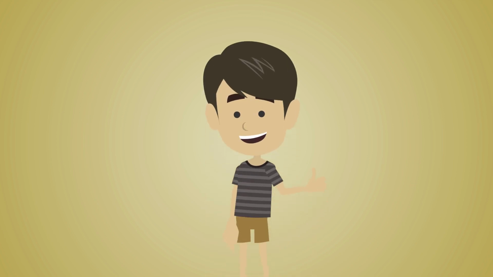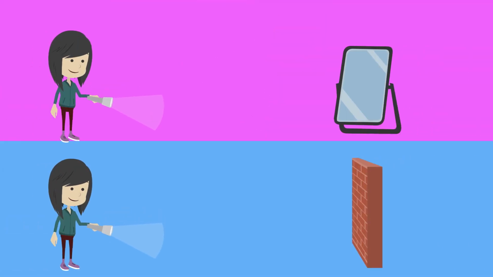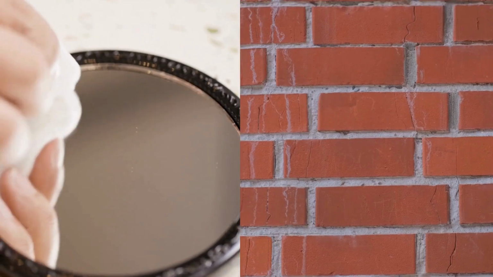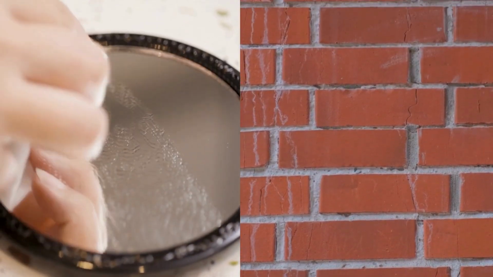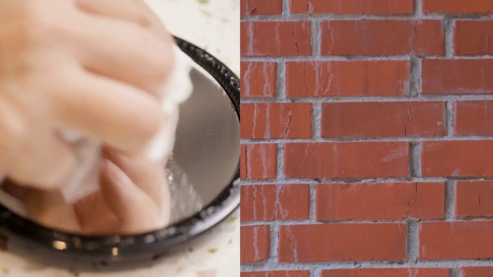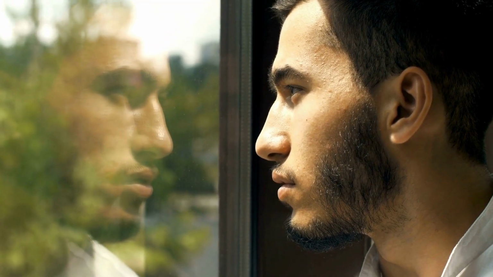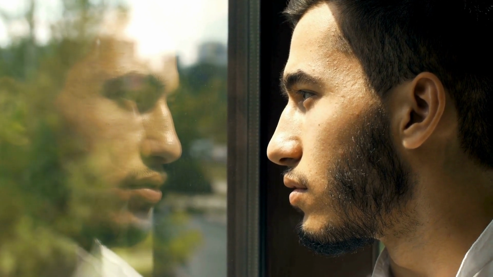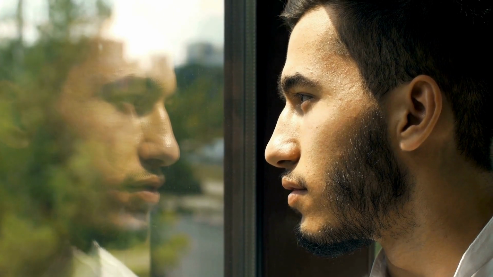So you ready to jump into today's hands-on experiment? We've prepared a scenario where a student is shining a flashlight toward two different surfaces, a flat mirror and a rough wall. This will help us understand how light behaves when it reflects off smooth versus rough surfaces. Quick recap, remember reflection occurs when light bounces off a surface. Smooth surfaces like mirrors reflect light in a predictable manner, while rough surfaces scatter light in many directions.